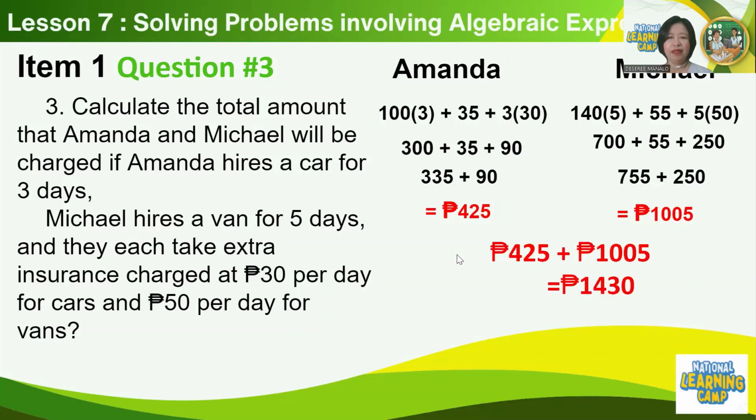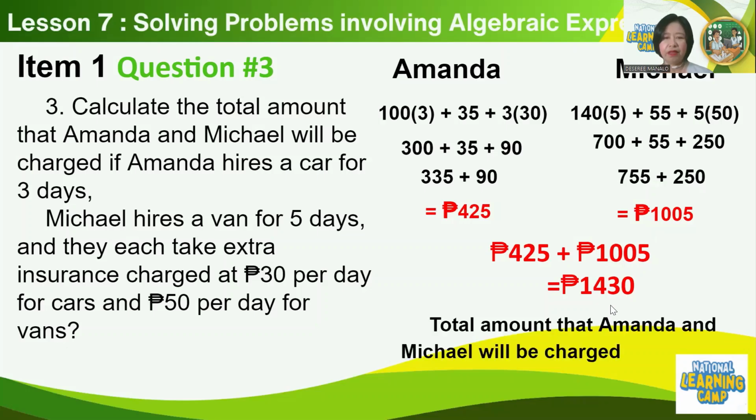And the total, 425 plus 1,005, so we have 1,430 pesos. So this is the total amount that Amanda and Michael will be charged.